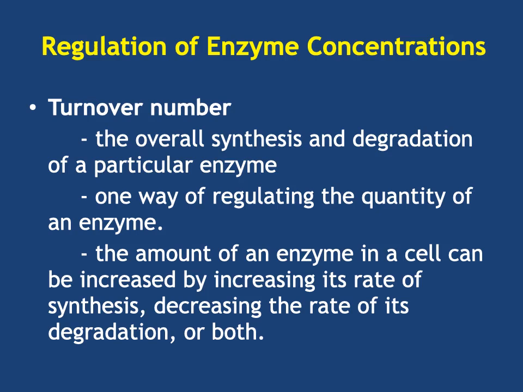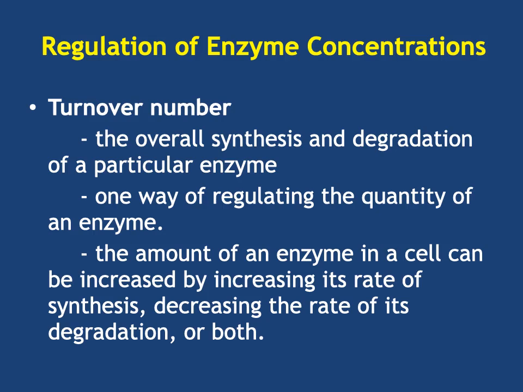Another mechanism is regulation of enzyme concentrations, and of course, this is understandable. The higher the enzyme concentration, the faster the reaction. So you really have to regulate them also. This is signified by their turnover number, which is defined as the overall synthesis and degradation of a particular enzyme. One way of regulating the quantity of an enzyme is through this.